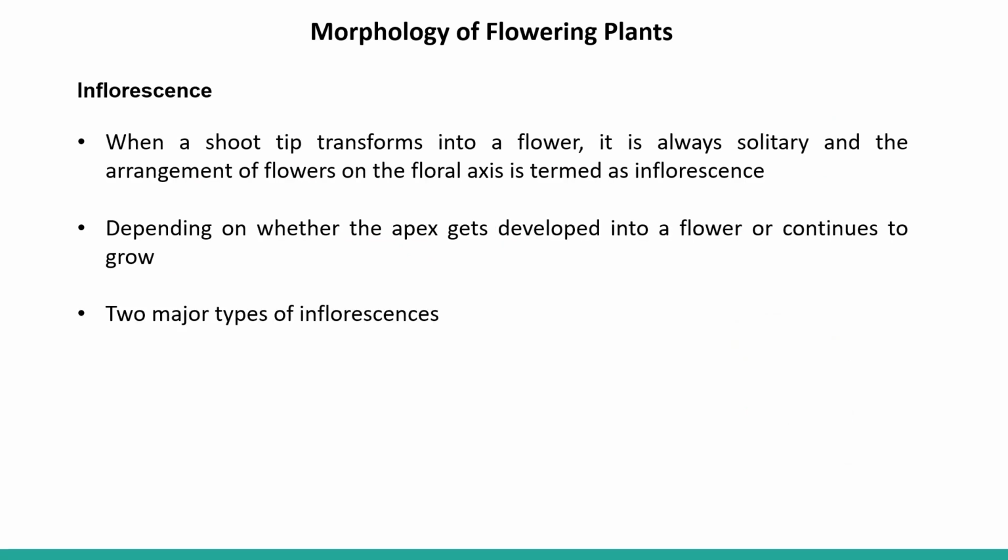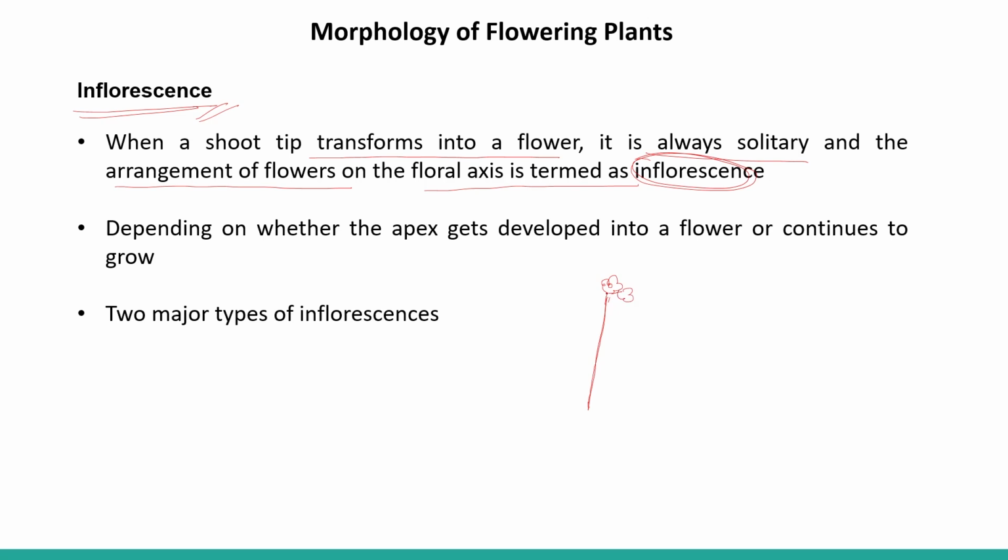Now comes the inflorescence. Till here we have studied the leaf. When a shoot tip transforms into a flower, it is always solitary, and the arrangement of the flowers on the floral axis is termed inflorescence. So here we can see the tip of the branch gives rise to a flower.